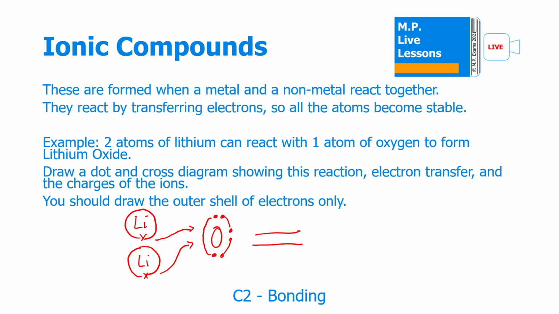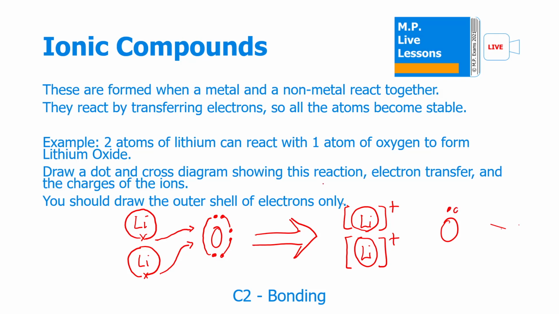So overall, what we'll have is lithium ions with a full outer shell. These each will have a 1 plus charge. Then you'll have your oxygen atom. It's 6 electrons, plus the 2 it picked up from the lithium atoms. And since it's gained 2 electrons, it becomes an ion with a charge of 2 minus.